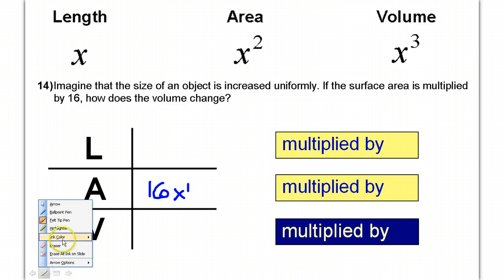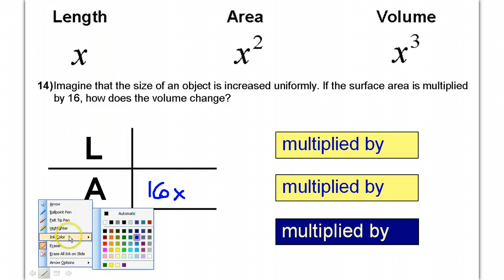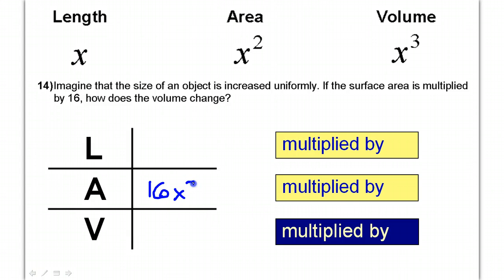Let's see, I didn't mean to put that mark right there. So Jesus, will this make sense to you? If the surface area is multiplied by 16, that means I have an area of 16x squared. Okay, the original area is x squared. If it's multiplied by 16, that would be 16x squared. Does that make sense? Yeah.